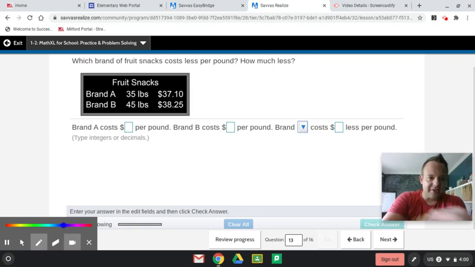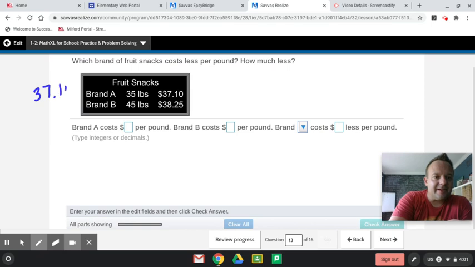So let's go. I'll work over here, I guess. 37 dollars and 10 cents divided by 35 pounds. Decimal rises up. And I know this takes a lot of work. Don't guess on us. Don't guess. Do this workout. Don't use a calculator.